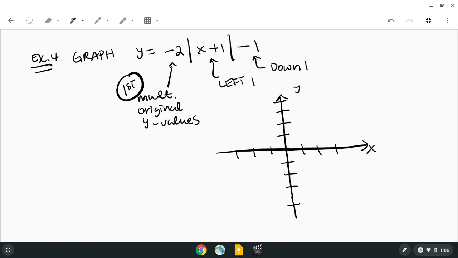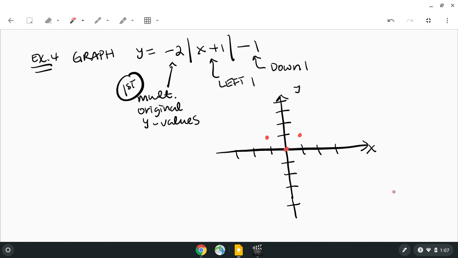All right, so let's go ahead and do the parent function in red. Absolute value, the parent function is the V shape. And to keep this a little clean, I'm not going to do the dashed graph, because then we might have too much going on in our drawing here, and it might get a little messy. But you could try to imagine a dashed V here.